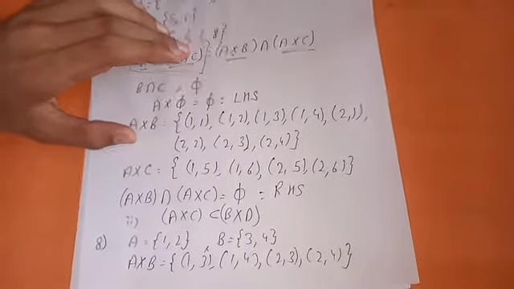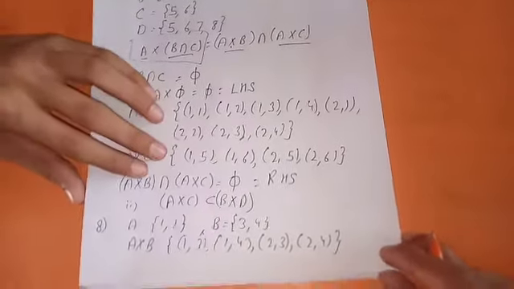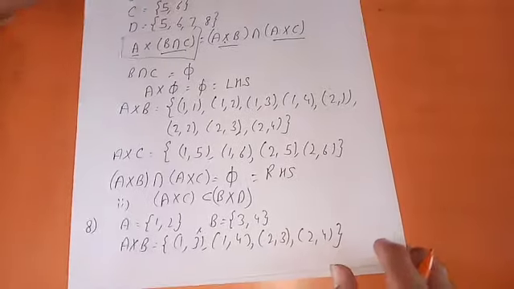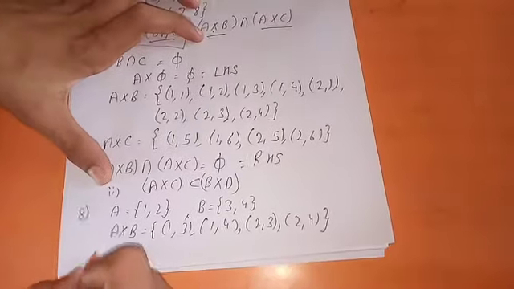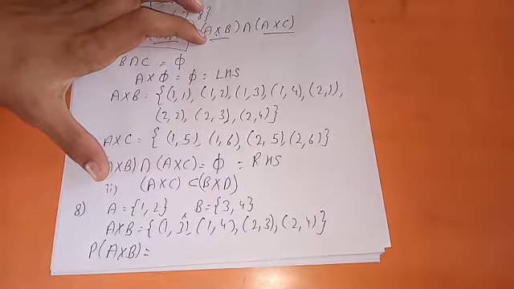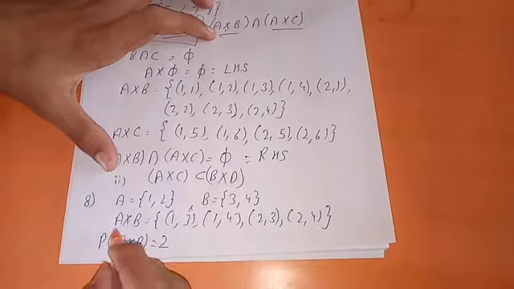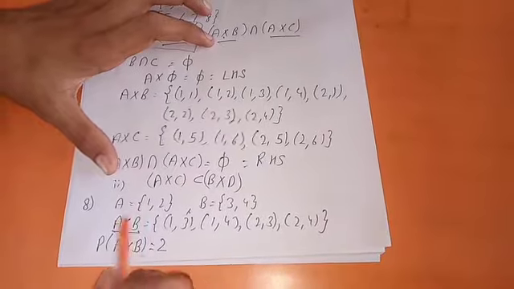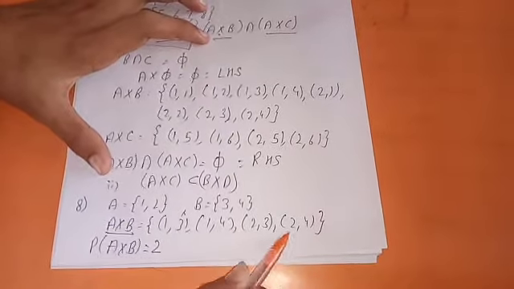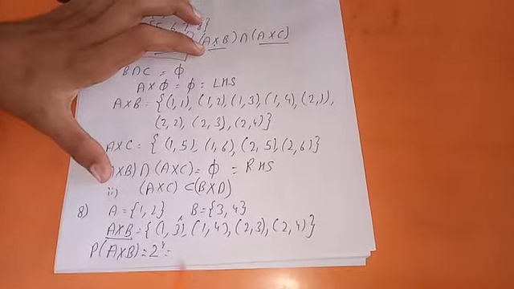Now how many subsets will A cross B have? How many subsets means we have to write all the subsets, and all the subsets means we have to find the power set. So that means the power set of A cross B. That will have how many elements? That will be 2 raised to the power number of elements in A cross B. How many elements are there in A cross B? That are 1, 2, 3 and 4. So 2 raised to power 4. What is the value of 2 raised to power 4? That is 16.